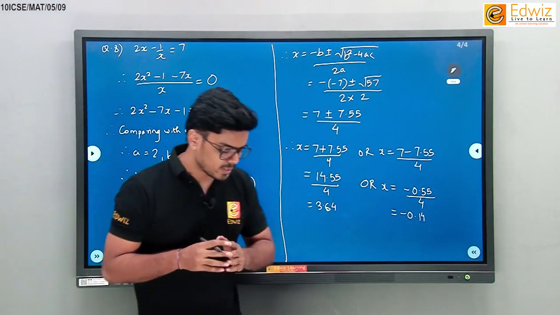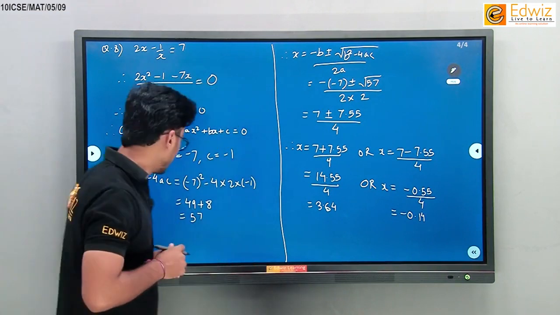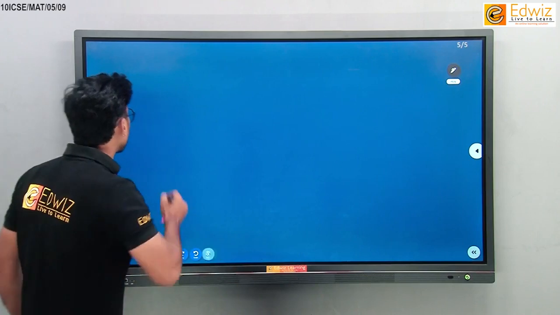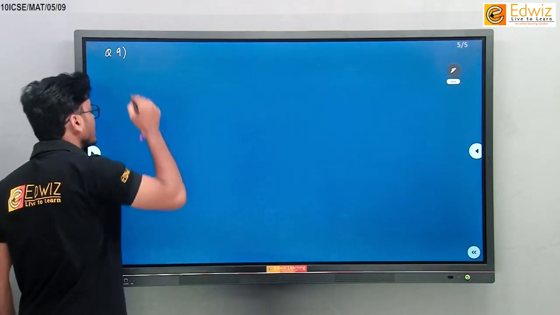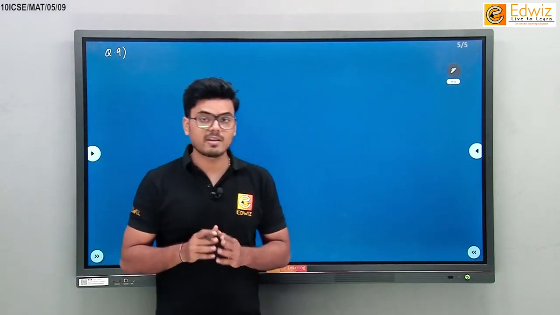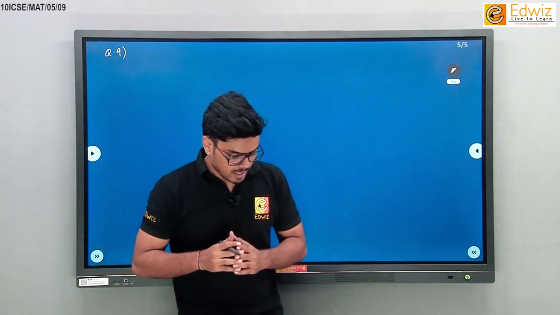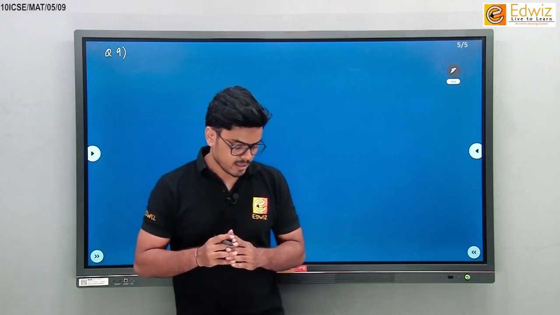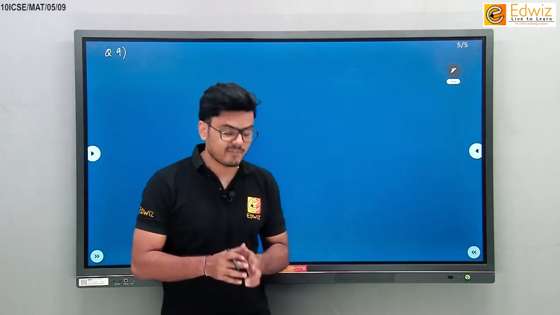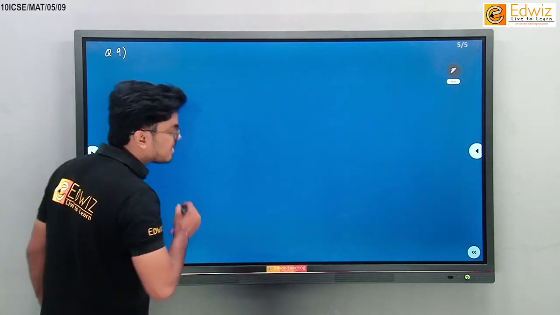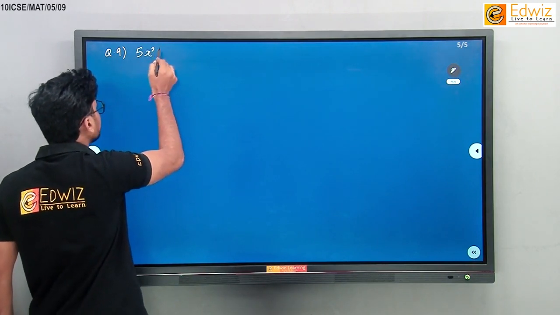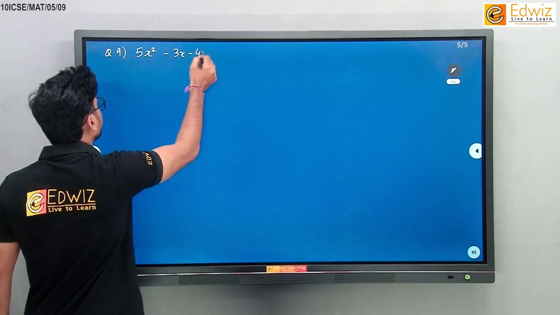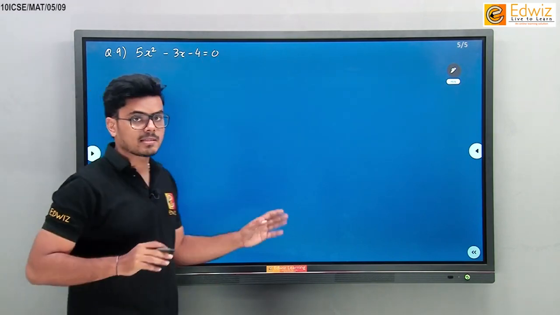Okay students, moving on to the next question, that is question number 9. Let us first go to the next page. So question number 9, let me just read the question. Solve the following equation and give your answer correct to 3 significant figures. Okay, so we have to use the word significant figures here. Let us first write the question. The equation is 5x square minus 3x minus 4 equal to 0. Okay, this is the equation.